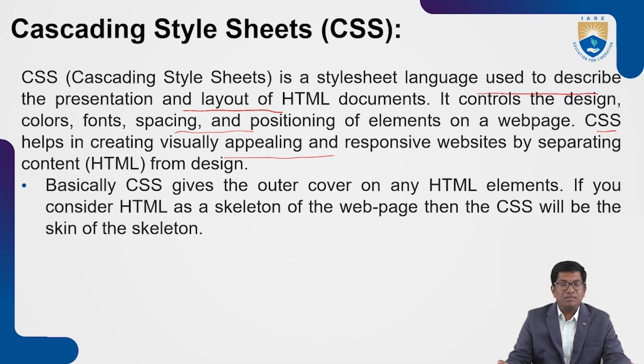By using CSS, we can change the colors of your text, change the font names, give spaces or position, change background color, background images, or do anything by using CSS properties. Basically, CSS gives the outer cover on any HTML elements. If you consider HTML as the skeleton of the web page, CSS will be the skin of the skeleton. Right? So that is a simple definition for CSS.